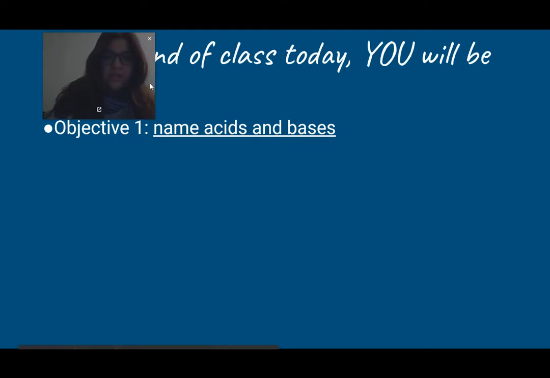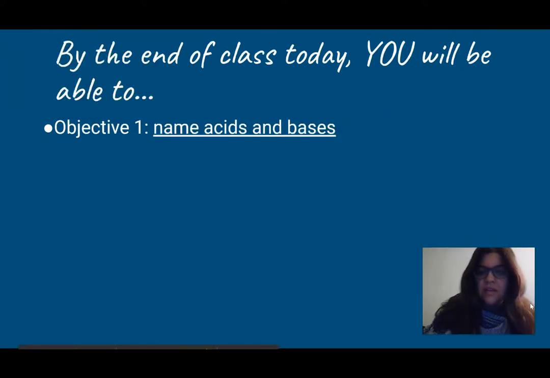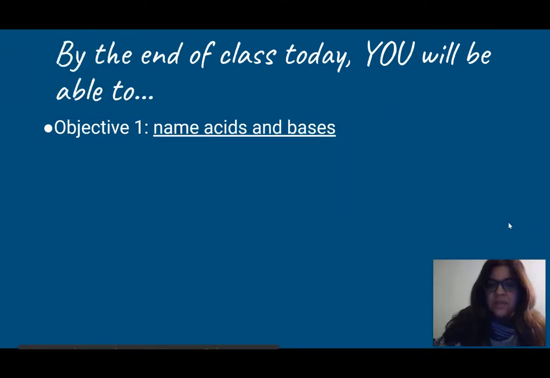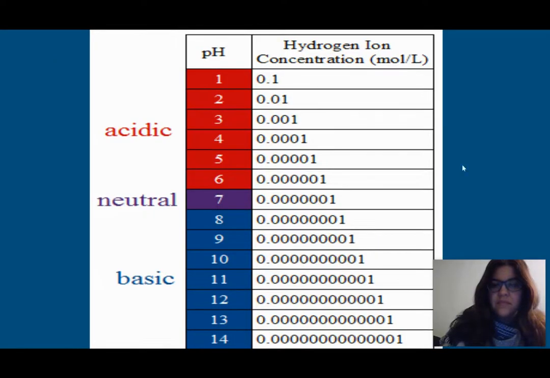So our objective for today is that by the end of class, we will be able to name acids and bases as well as write their formulas. So just a reminder about pH, our hydrogen ion concentration is decreasing as we move up the pH scale. So something with a pH of 14 is going to have a very, very low hydrogen ion concentration as compared to something with a pH of 1, which is a very high hydrogen ion concentration.